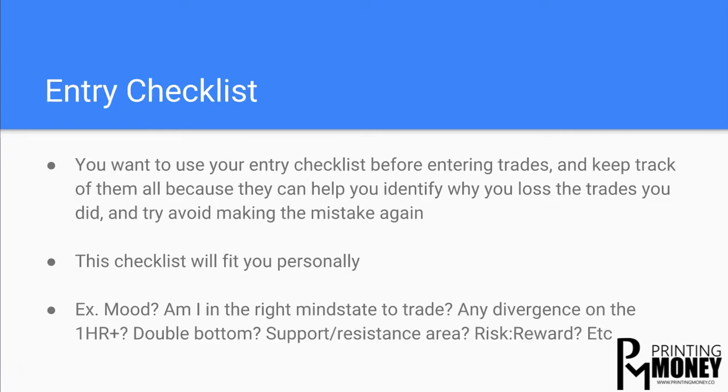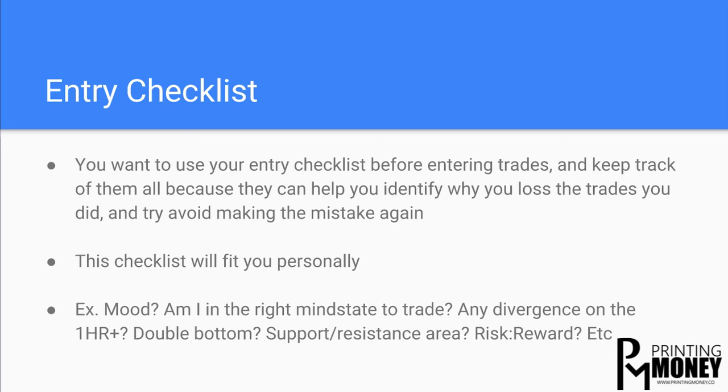Your entry checklist. You want to use your entry checklist before entering trades and keep track of them all, because they can help you identify why you lost the trades you did and help you to try to avoid making the mistake again. This checklist will fit you personally. For example, you may have mood. Am I in the right mind state to trade? This is something that you would check before looking at the charts and while looking at the charts.